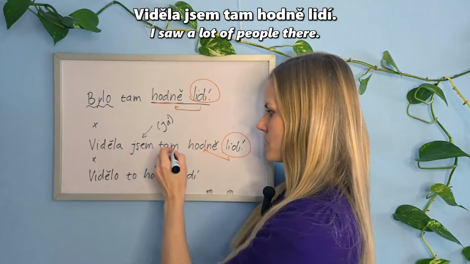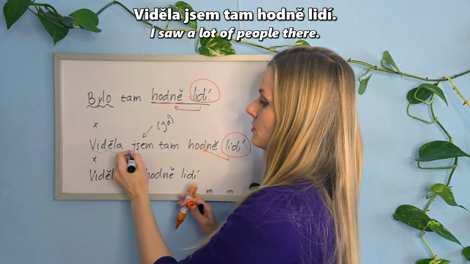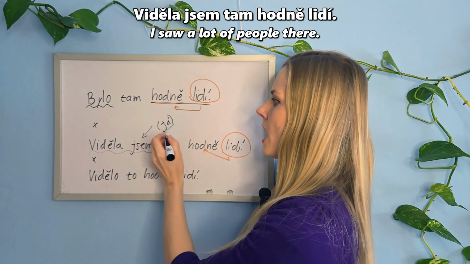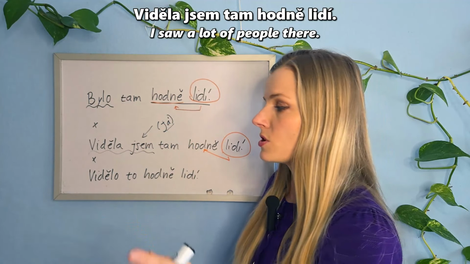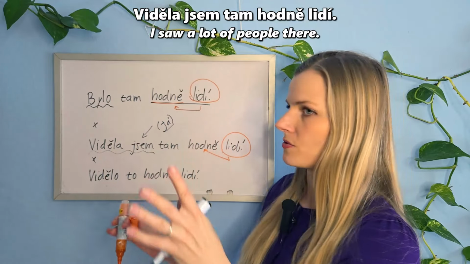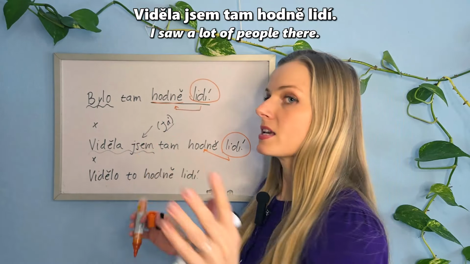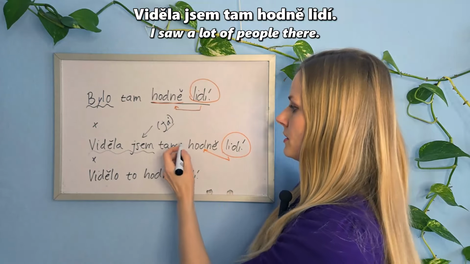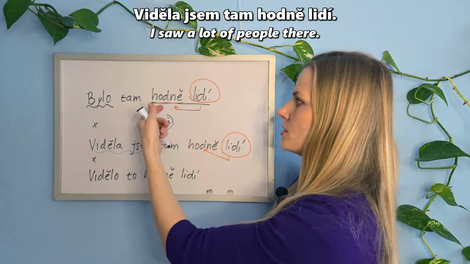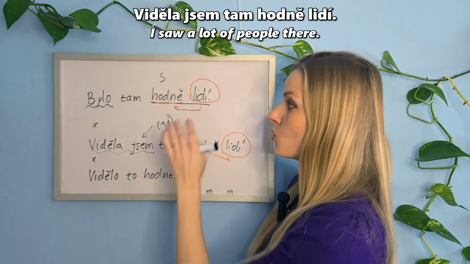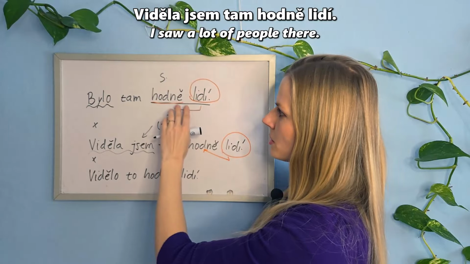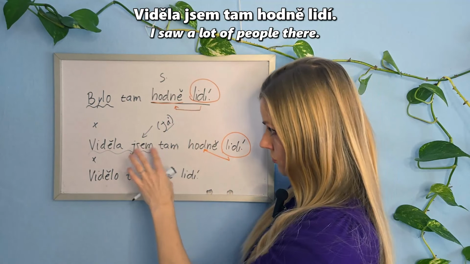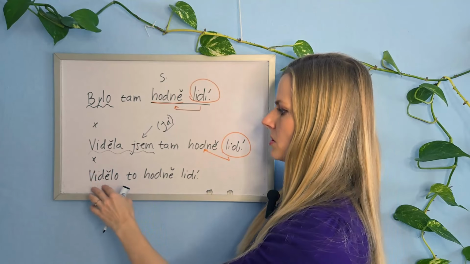Já jsem tam viděla hodně lidí. The verb corresponds to the subject, which in this case is já. Já jsem viděla. Here we don't care that there is a genitive somewhere because the subject is já. In this case, hodně lidí is the object of the sentence. So these two are different. Hodně lidí is the subject here. Who was there? A lot of people. Kdo tam byl? Hodně lidí. Kdo viděl hodně lidí? Já. Who saw a lot of people? Me.